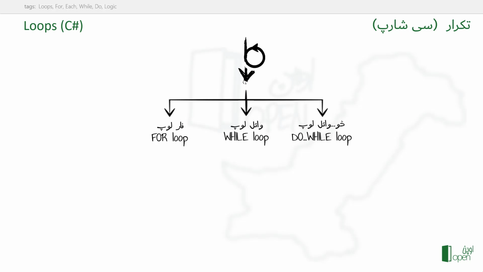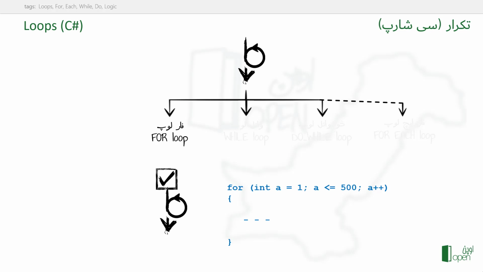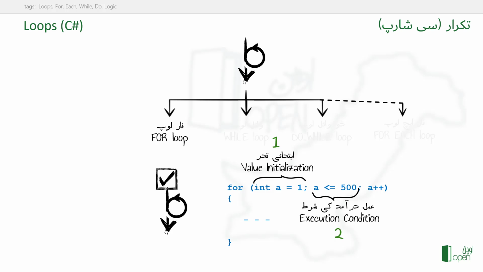The loops from the previous pseudocode examples are shown here in C#. A fourth loop exists in C# called the for each loop. More on that later. In C#, a for loop is shown on your screen. In the for loop statement, the first segment of the statement is value initialization, the second segment is the execution condition, and the third segment is called the increment statement.